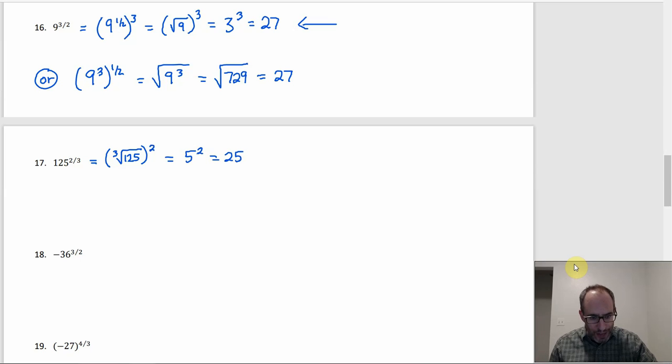18, so with 18, that negative is out front, right? It's not that you're raising negative 36 to the 3/2 because there aren't parentheses. So that negative just stays out front. And we're going to have the negation of the square root of 36, which is then going to be cubed. So square root of 36 is 6. So it's going to be the negation of 6 cubed. But then 6 cubed is 216. So this is negative 216.